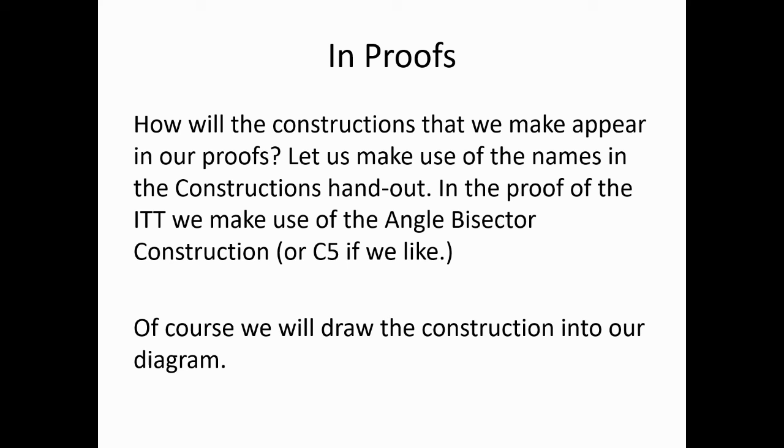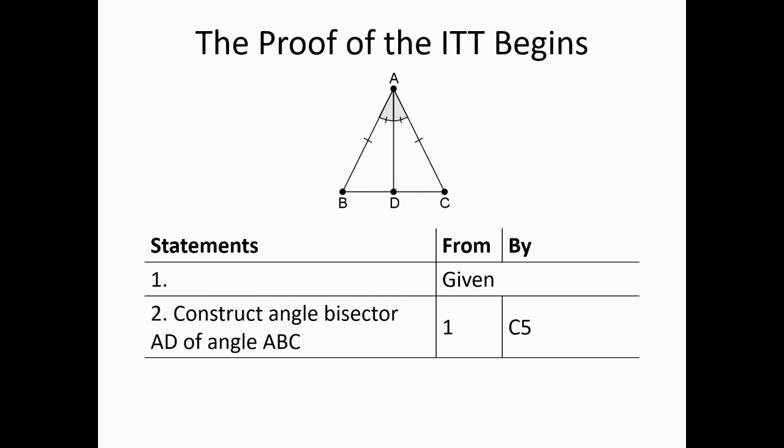The construction that we will need to use here is the C5 construction, one mentioned before, based on the angle bisector theorem. We will take an angle of our isosceles triangle and we will bisect it. That is, we will draw into our diagram a segment in that case that cuts the angle up into two equal subangles.